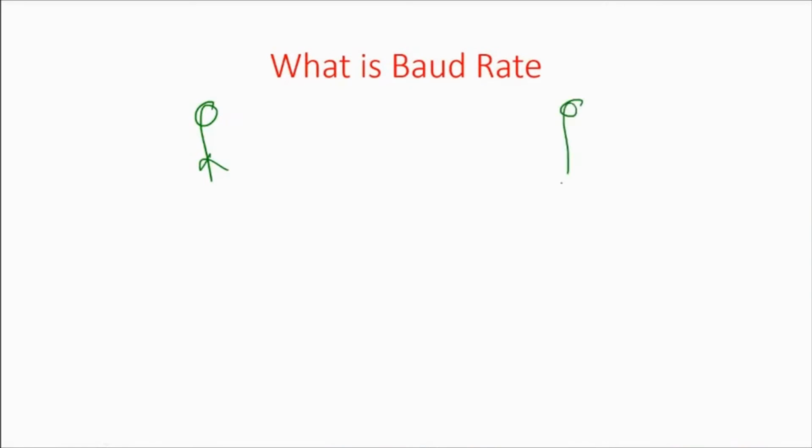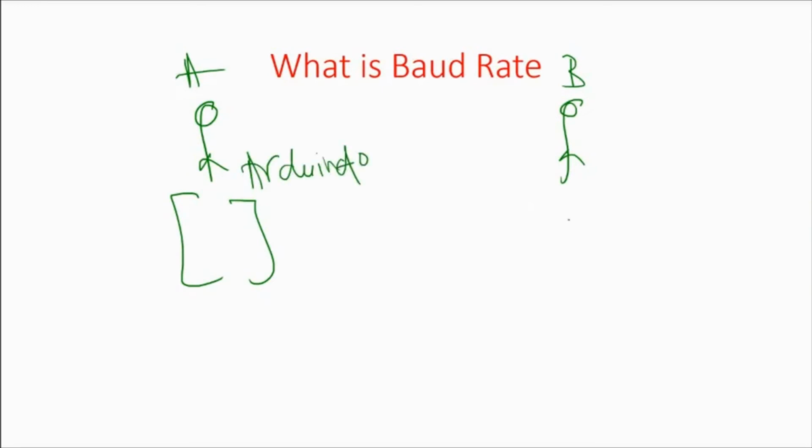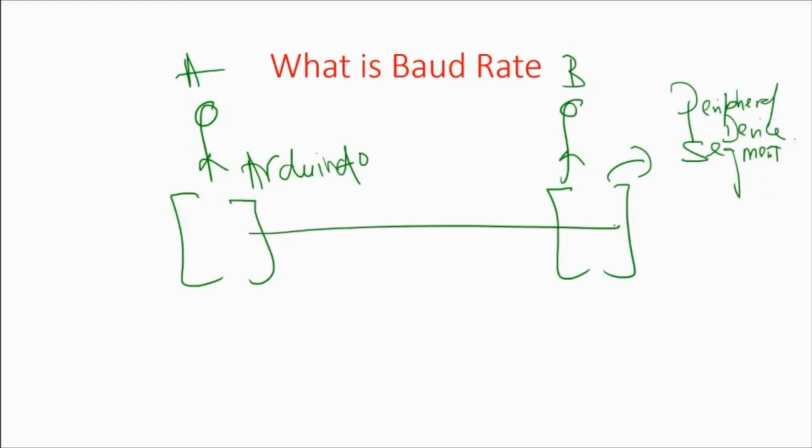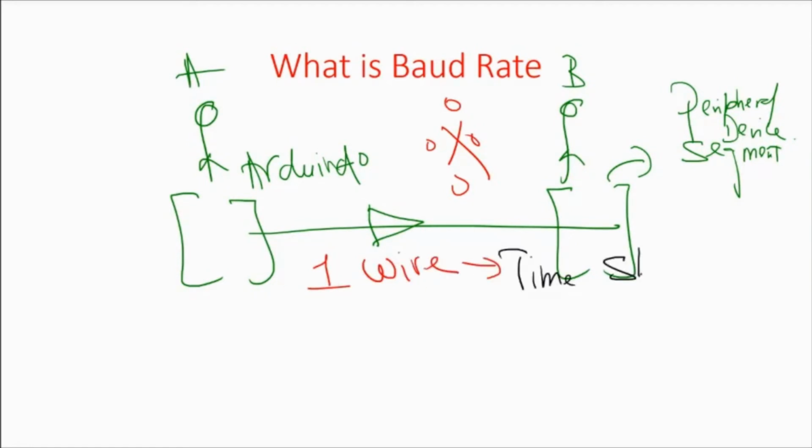This is point A and point B. Point A is my microcontroller, which is the Arduino. Point B is a peripheral device, say a 7-segment display. In general, it is a peripheral. When data is transmitted from one point to another, you have to understand a very important concept: only a single wire is used for communication. So you have to time share this wire. What does time sharing mean? The same wire is used for transmitting different data at different times.